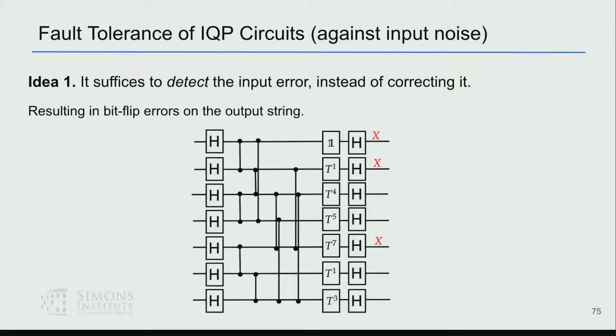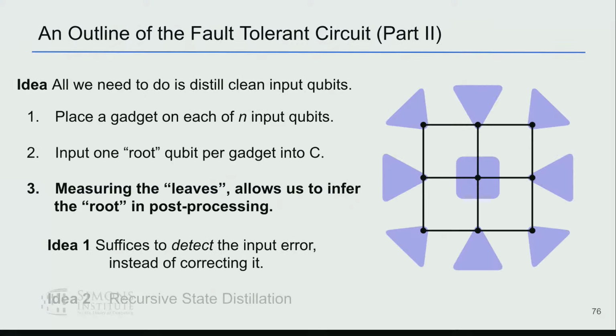So what this suggests is that if we knew where the errors had occurred, then we would be able to correct them in post-processing simply by subtracting them from the measured output string. Great. So with that, I can now return to the outline of the fault-tolerant circuit with a new bullet point, which essentially says that we're going to design these gadgets so that, by measuring the leaf qubits, which are the blocks in blue, we'll be able to infer what the error was when we input the root qubit.